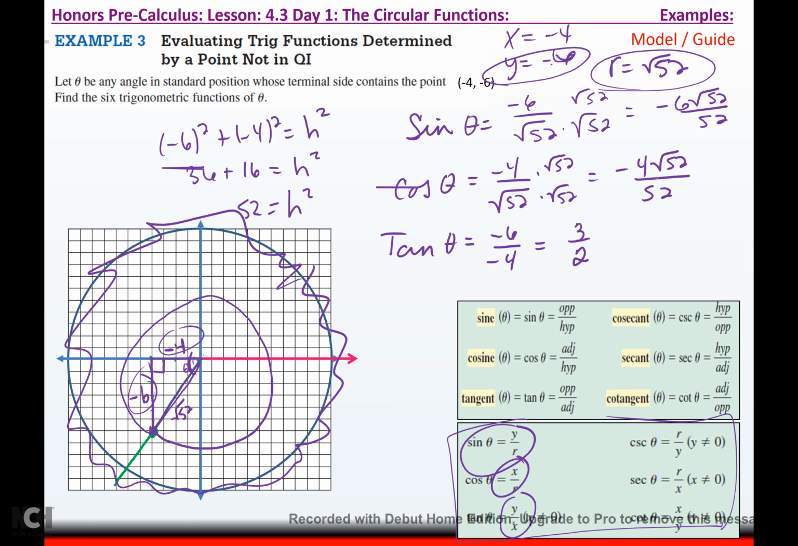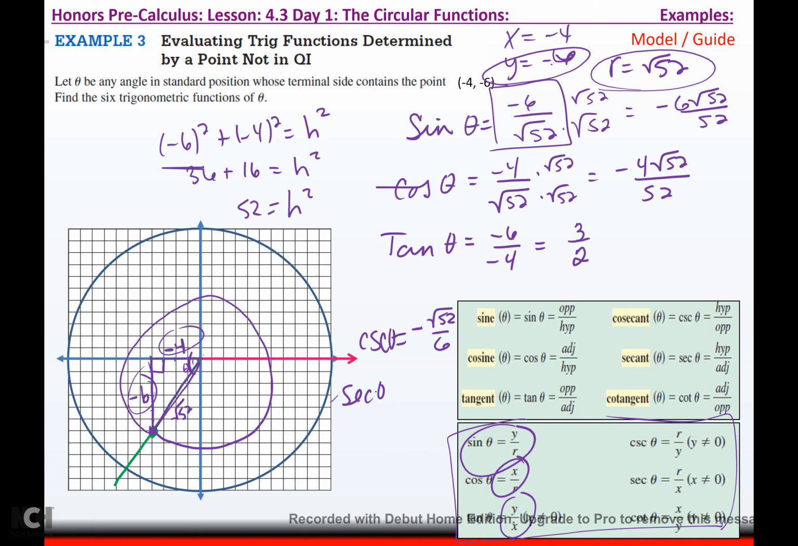Cosecant of theta, if I go back to the original and flip it over, it'd be negative square root of 52 over 6. Secant theta, go back to here and flip it, would be negative square root of 52 over 4. And cotangent theta would be 2/3. Okay?